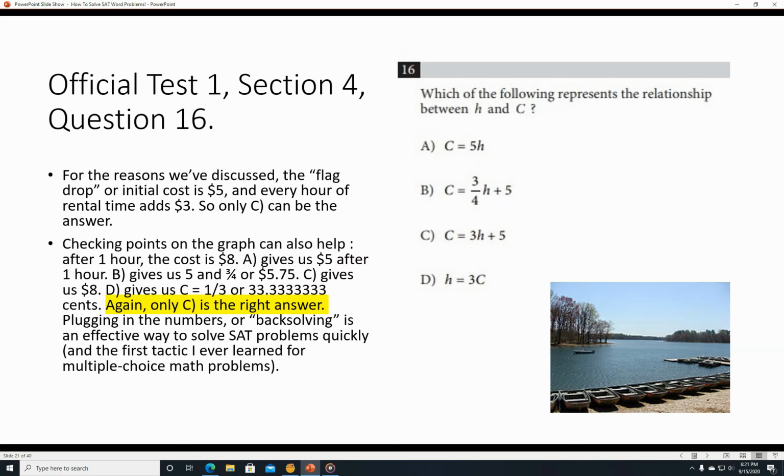So plugging in numbers, or back solving, which is what we just did, is an effective way to solve an SAT problem quickly when it's a math problem, and it's also the first tactic I ever learned for multiple choice math problems. This will also work for vocabulary questions. Just plug each meaning into the sentence to see which one makes sense to you.